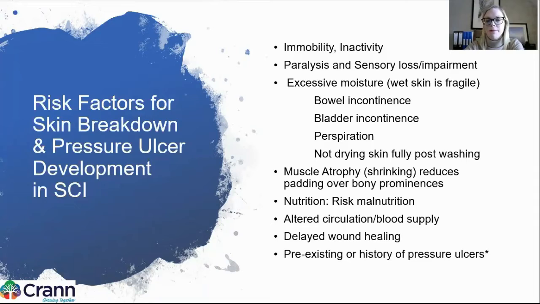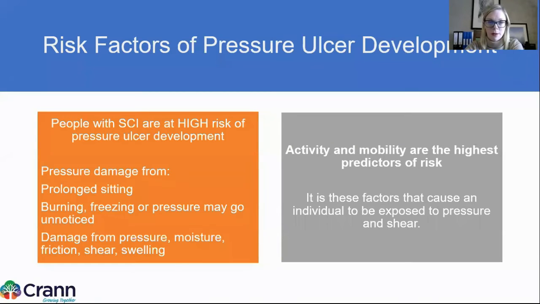Nutrition, there's a risk of malnutrition that can be associated with it. So if someone is overweight or underweight, they can be contributing factors. And if you've altered circulation or blood supply, delayed wound healing, and a pre-existing or history of pressure ulcers. So if you currently have a pressure ulcer, or if you've had one in the past, you're more likely to develop them again in the future. And I suppose that's really just down to the fact that those risk factors are there anyway.